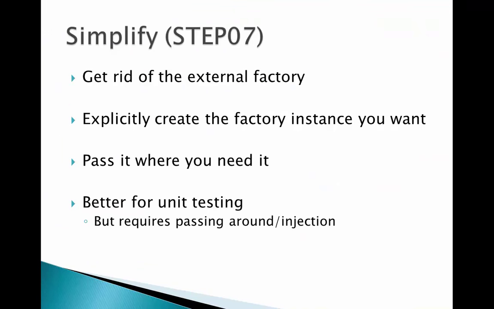Okay, let's simplify that just a little bit. Let's say that we didn't have the existing framework we needed to stick in with that external factory. Let's explicitly create that instance of which factory we want and pass it where we need to. So we're basically doing dependency injection at this point. This makes your life a lot easier for unit testing. Instead of having this external class that has static methods that you call, which is a real pain for unit testing, we're going to have a separate instance.